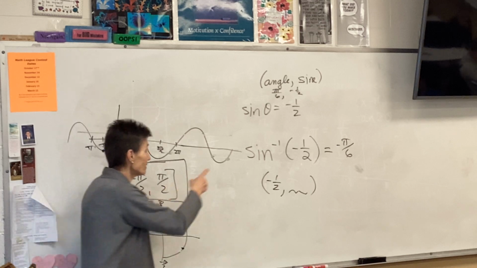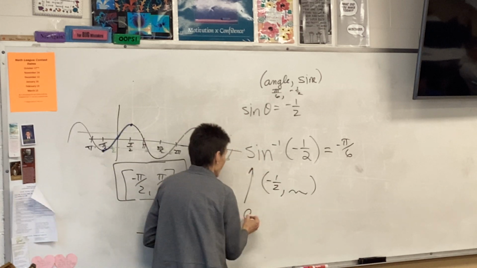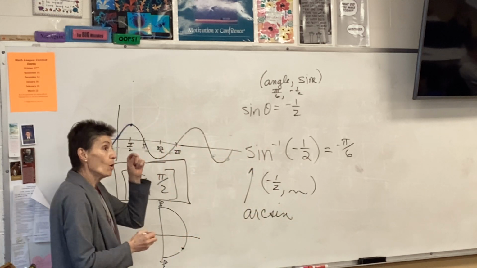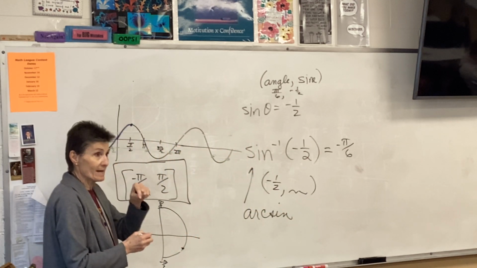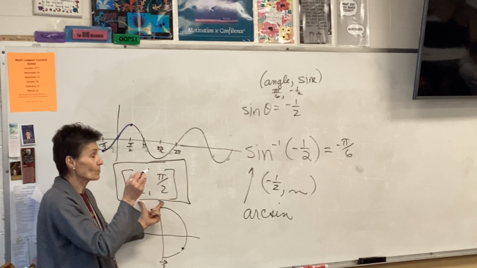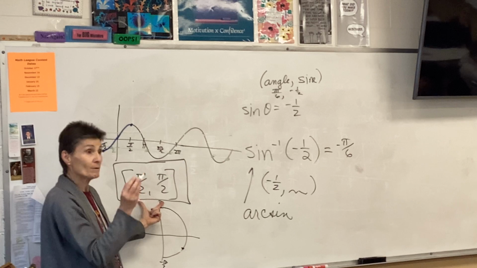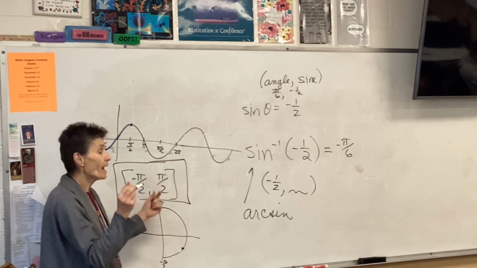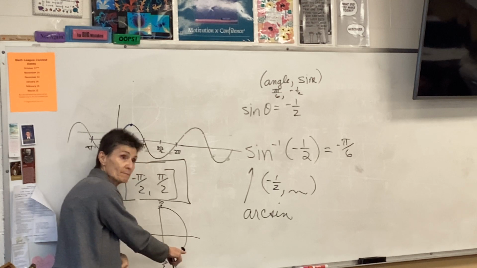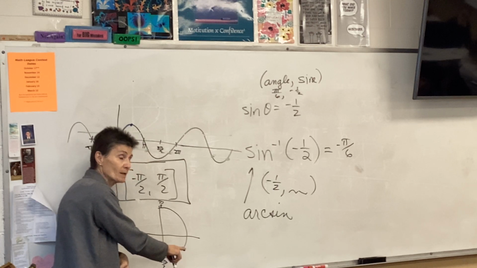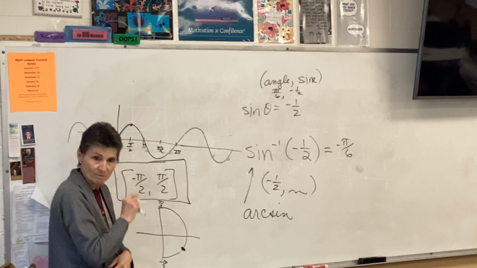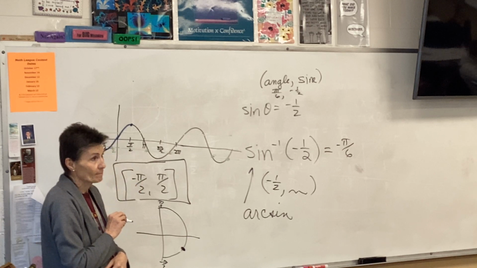Inverse sine, also called arc sine, is only defined here. So if you answer with something like 11π/6, I agree with you 100%. That angle could also be named 11π/6, but not in an arc sine problem. In an arc sine problem, it must be -π/6.